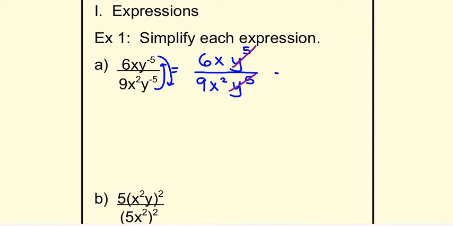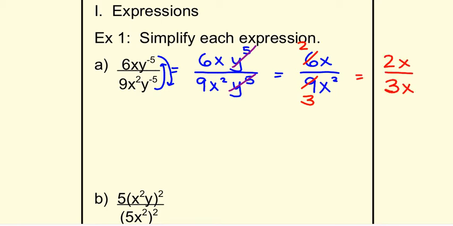I'm going to rewrite. So now I have 6x over 9x squared. You can reduce the 6 and the 9 by 3. So 6 divided by 3 is 2. 9 divided by 3 is 3. I'm going to rewrite that again. So I have 2x over 3x squared.